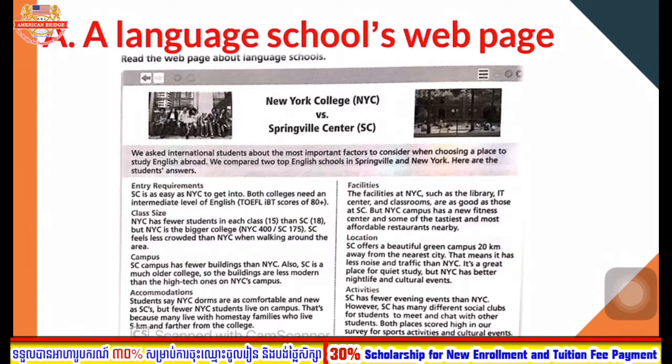Okay, so you know the score of TOEFL iBT 80 plus, this is, we can say, also a high score in the TOEFL test. So to study there, you have to pass the TOEFL iBT exam first and score 80 plus. Okay, and class size. So this text talks about class size. It talks about campus and accommodations like a dorm that students can live in.